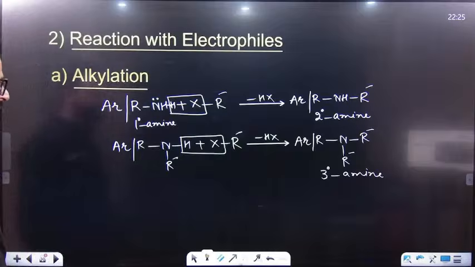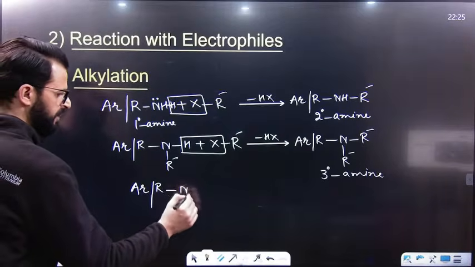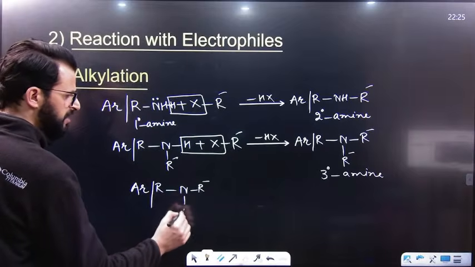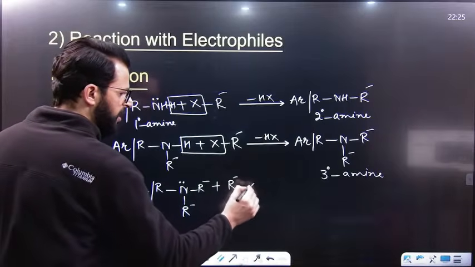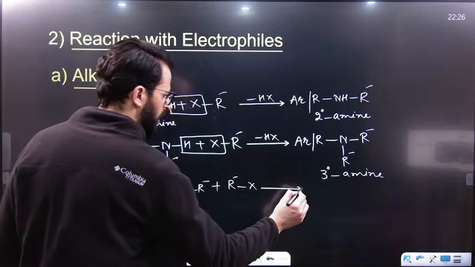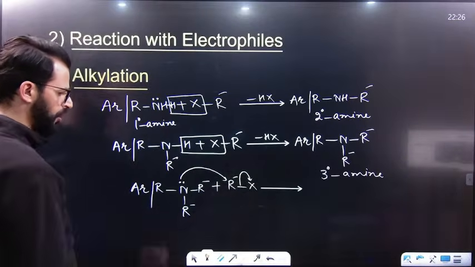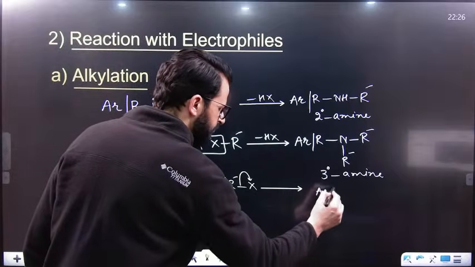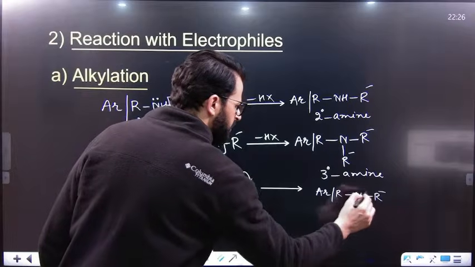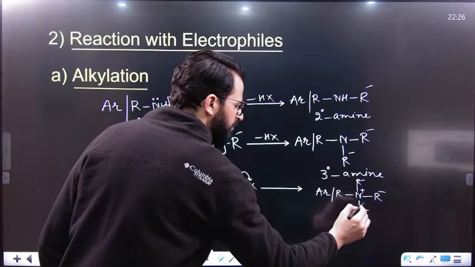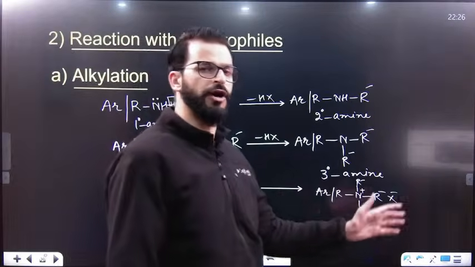Are you getting me? Now when this tertiary amine reacts with excess alkyl halide, this tertiary amine does not have any hydrogen. Now how will it react? It will simply act as a nucleophile. Nucleophilic attack will take place and X minus will be lost. So we will get Ar, R, then N, then R prime, R prime, and once again R prime, then N is having a positive charge and X minus will attract with that. That means a quaternary ammonium salt will be formed.